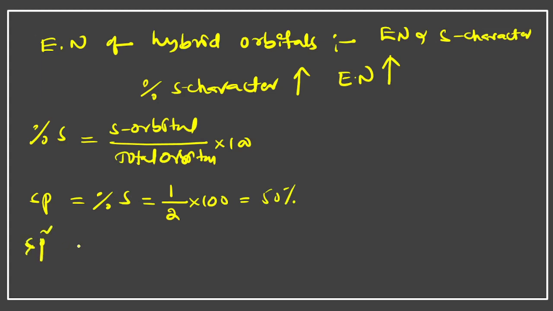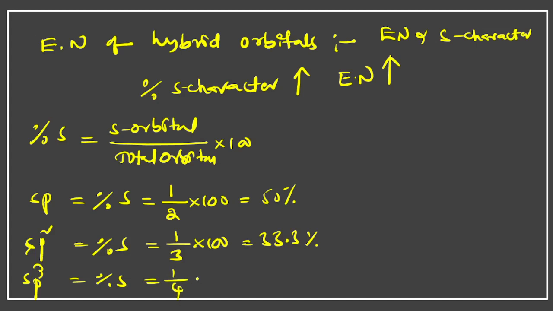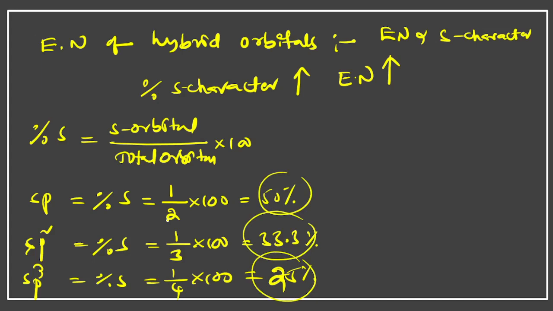Have a look at sp2 hybridization. Percentage of s character equals 1 s orbital, total number of orbitals is 3, into 100. It becomes 33.3 percent. Yes. Have a look at sp3. Percentage of s character equals 1 s orbital, total is 4, into 100. Sorry, it is 25 percent s character. The p percentage is 75. So the percentage of s character in sp is 50 percent, in sp2 33.3, and in sp3 25 percent.